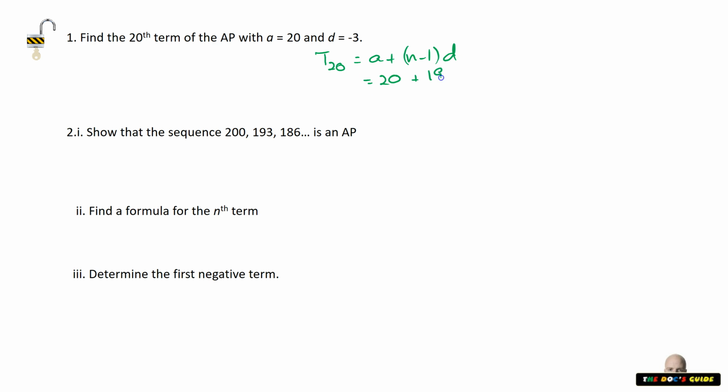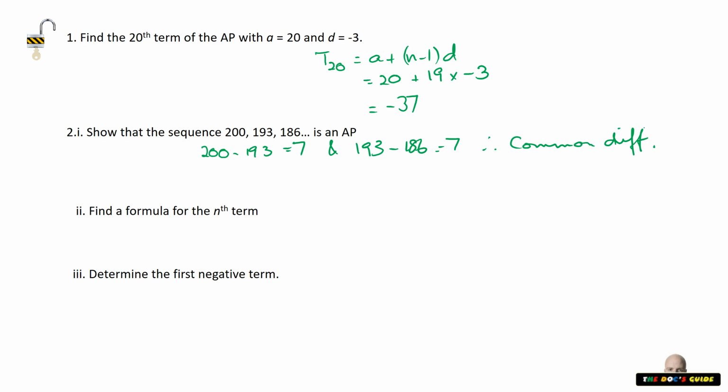20 plus literally 19, n minus 1, times negative 3. So our 20th term is negative 37. Now for the second question, show that this is an AP. Well, we saw what makes an AP, and that is where the difference between successive terms is a constant. So we could say that 200 minus 193 is 7, and 193 minus 186 is 7. Therefore, we have a common difference, and that's our definition of an AP.